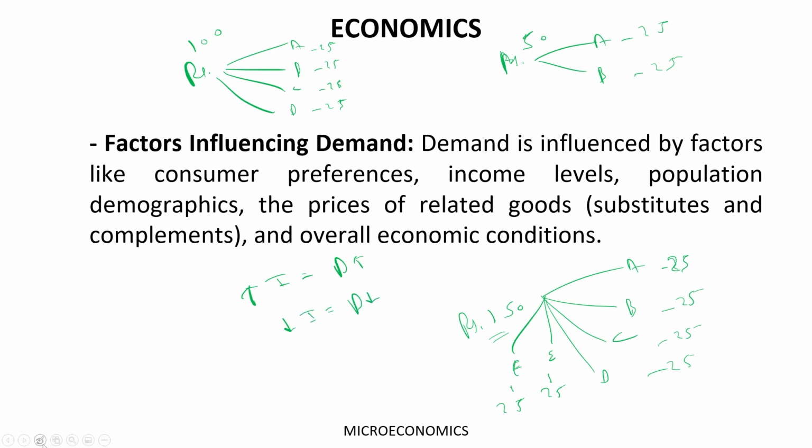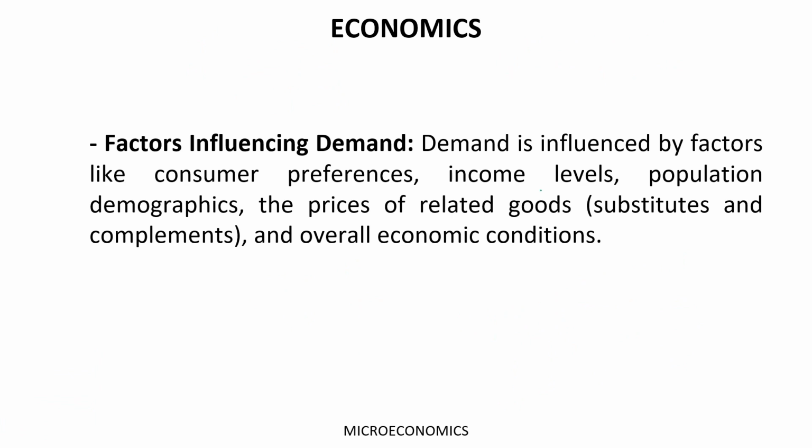All right. Thereafter, population demographics. Like if the population is 100, then demand will be high. If the population is only 10, demand will be low. Okay. And then the prices of related goods, substitutes and complements. Okay. So what do you mean by it? The related goods are those goods which are related to each other, either as substitutes or complements.